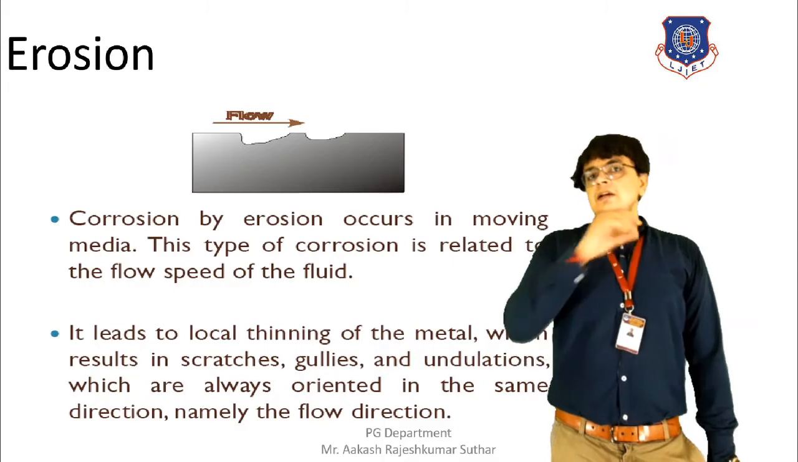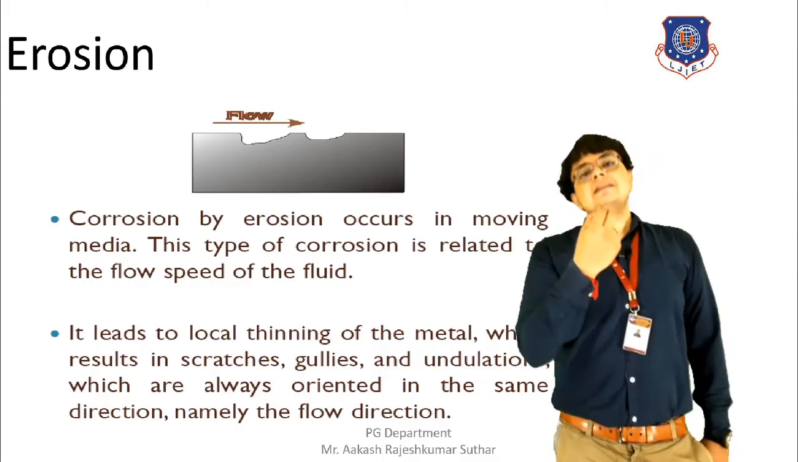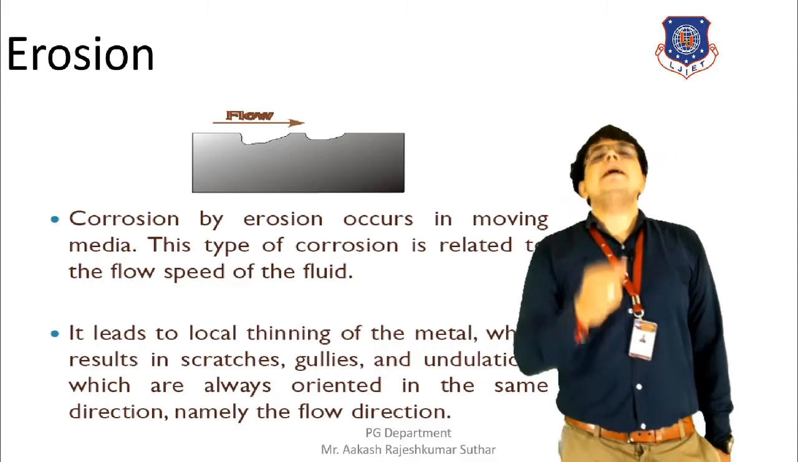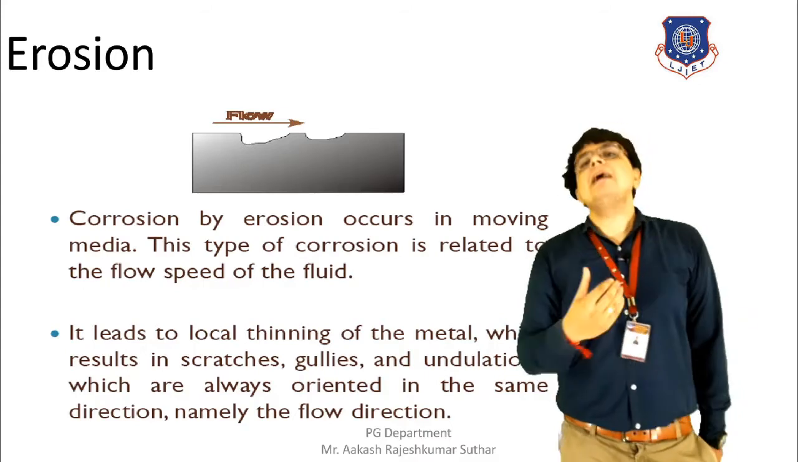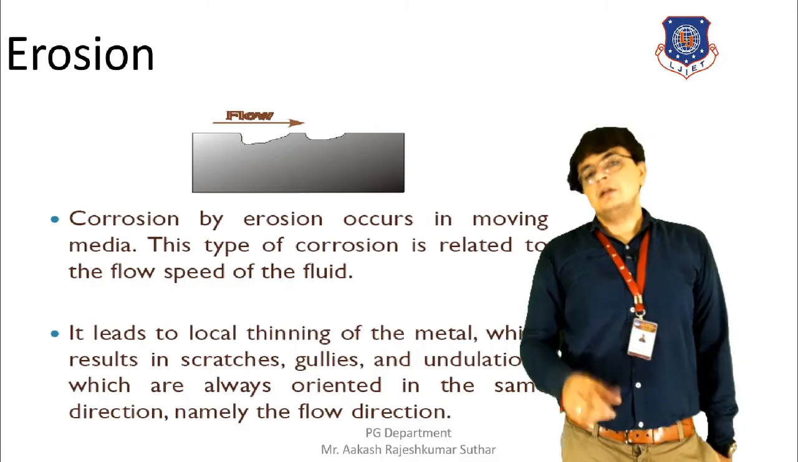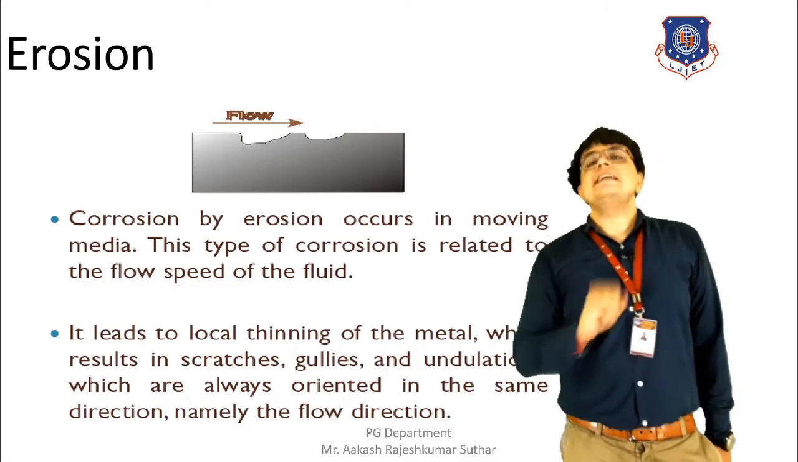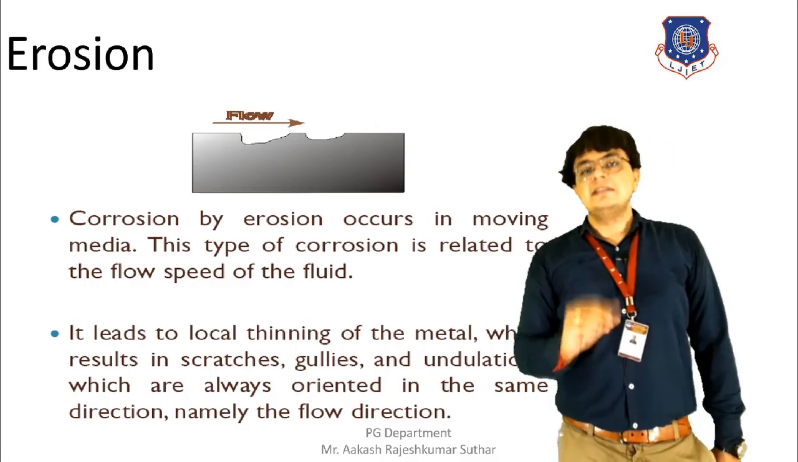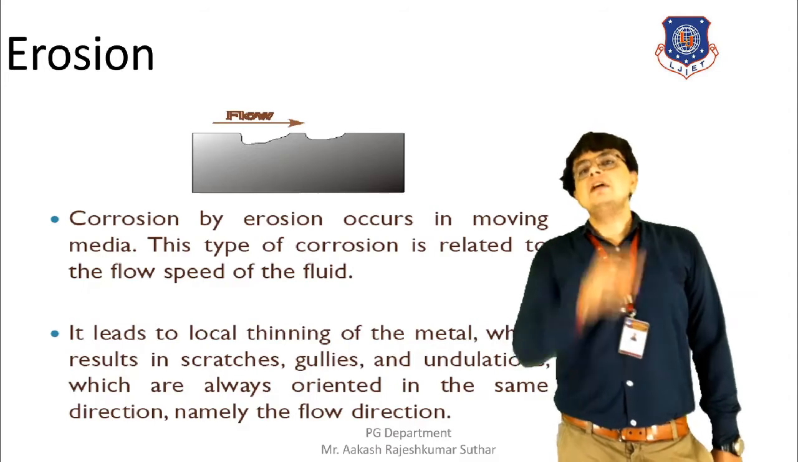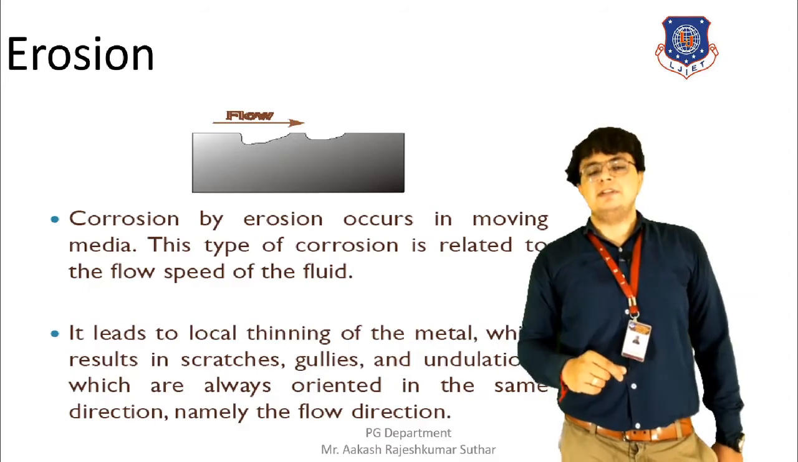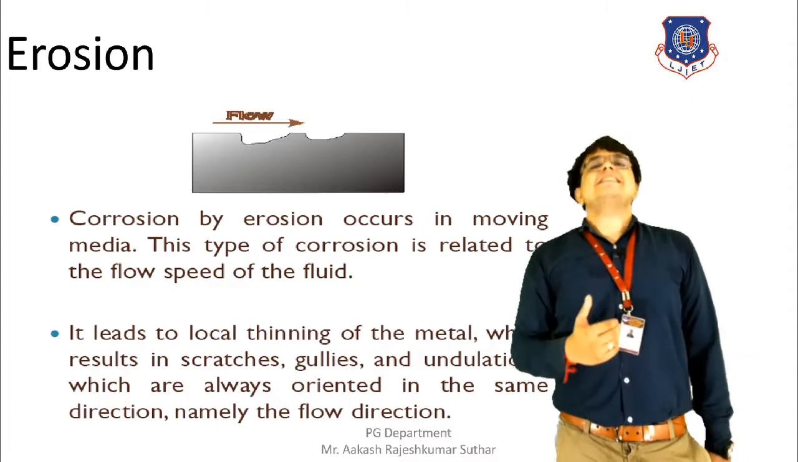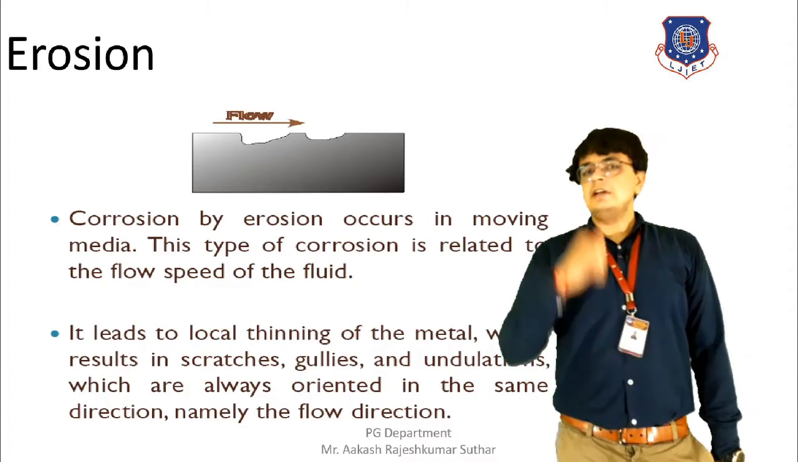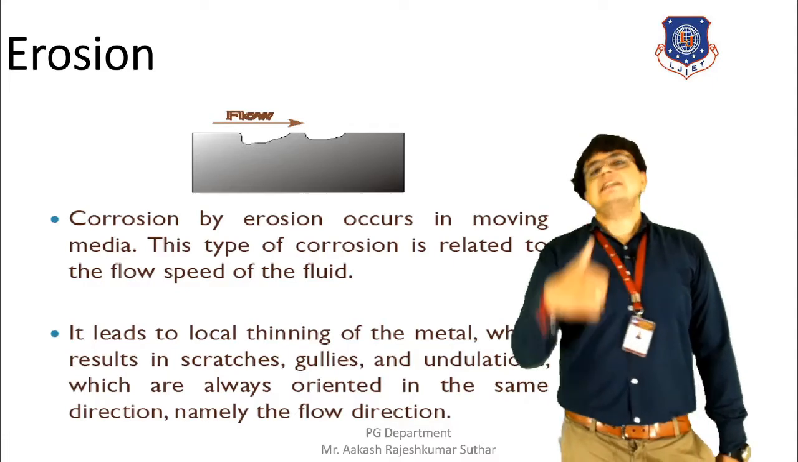Mainly by the flowing of water through the material or the pipe, thinning of the material, for example the pipe, takes place. As a result of this, scratches, gullies and undulations will be formed on the surface. As a result of this, removal of the material takes place. And as a result of this, the corrosion will take place.